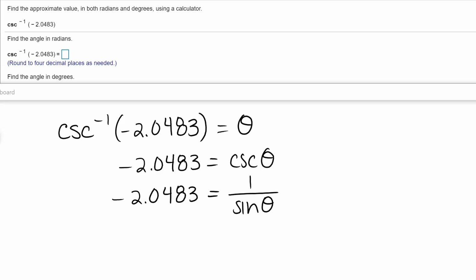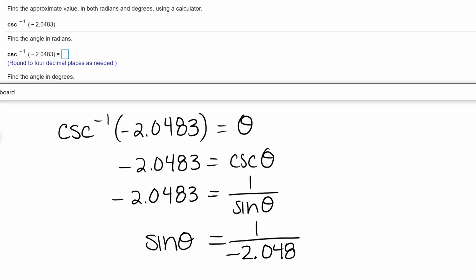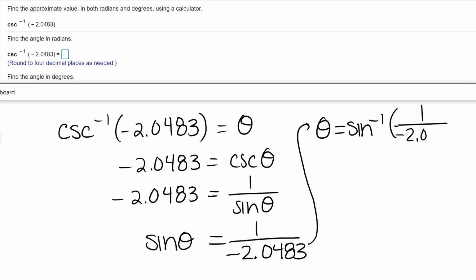Yeah? Okay, now flip both sides. And I'm going to just move it to the left because I like it over there better. So I'm going to flip both sides. So I'm going to get sine of theta is equal to 1 over a negative 2.0483. Okay, so what does that say? So what is theta? Then theta is equal to the sine inverse of 1 over negative 2.0483.